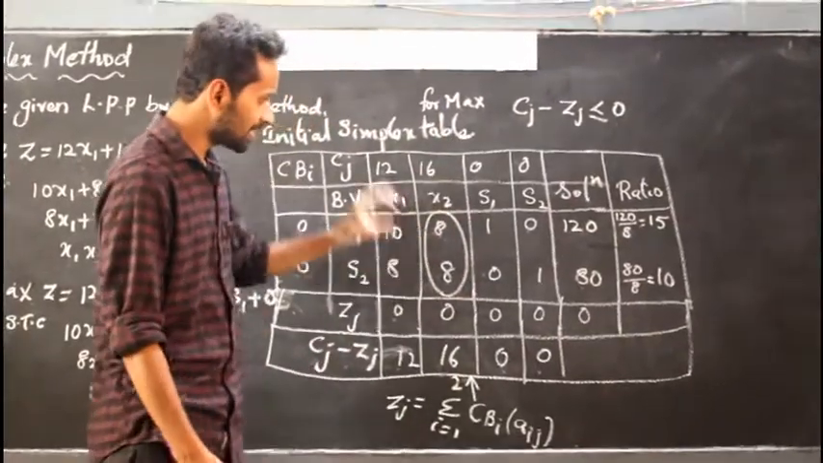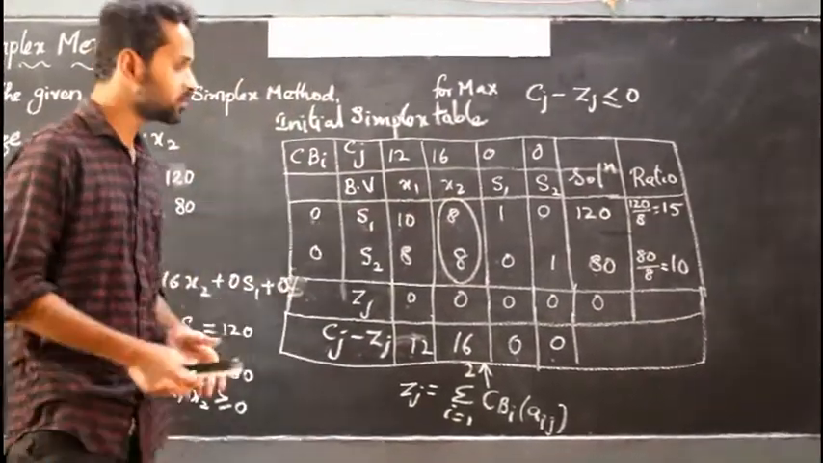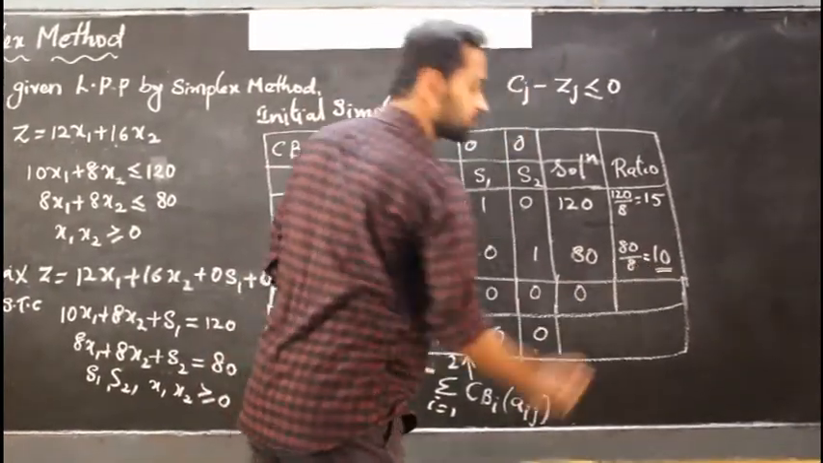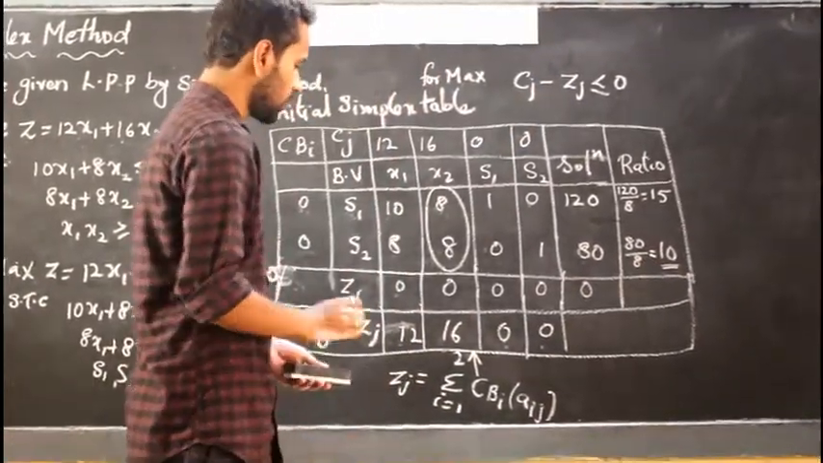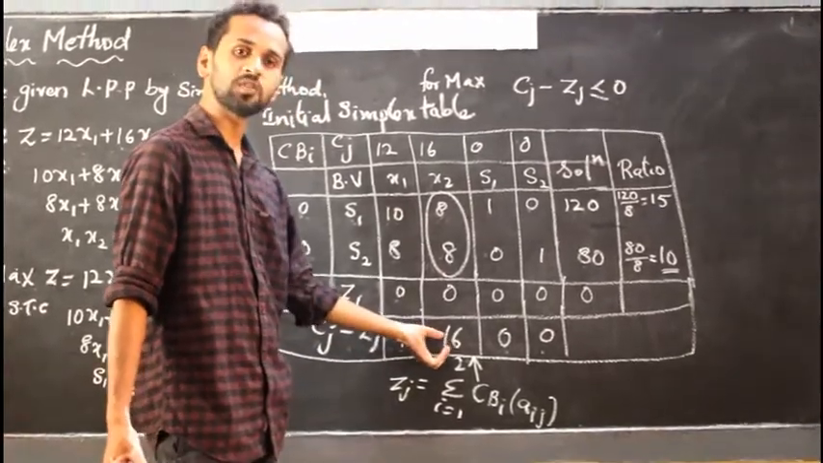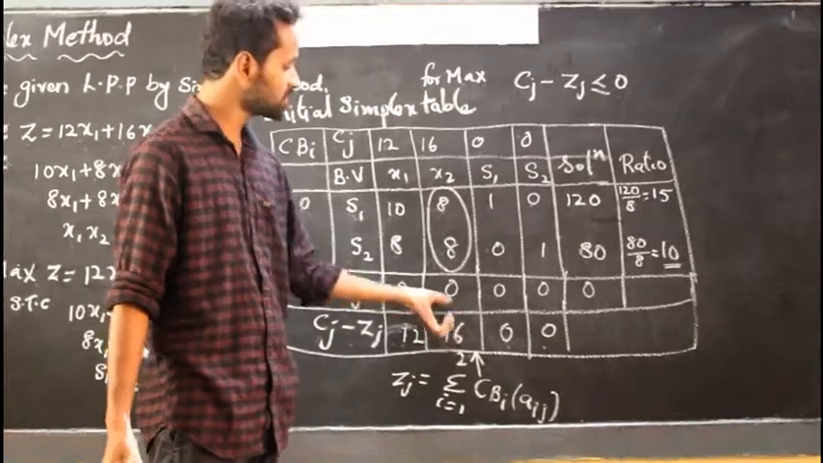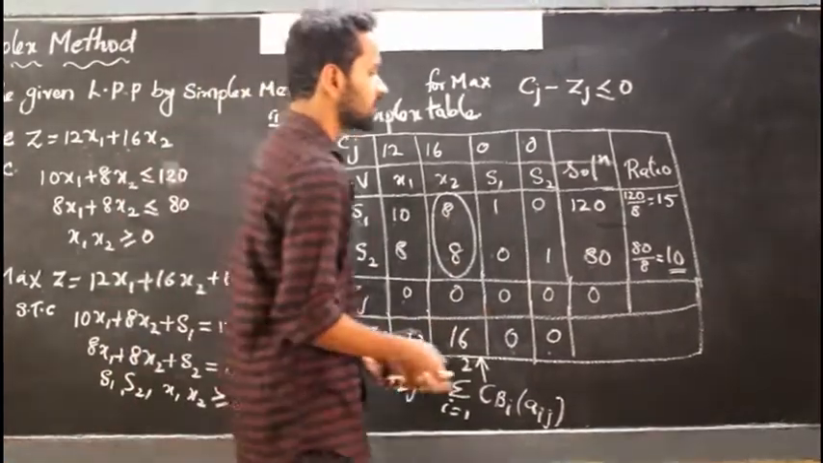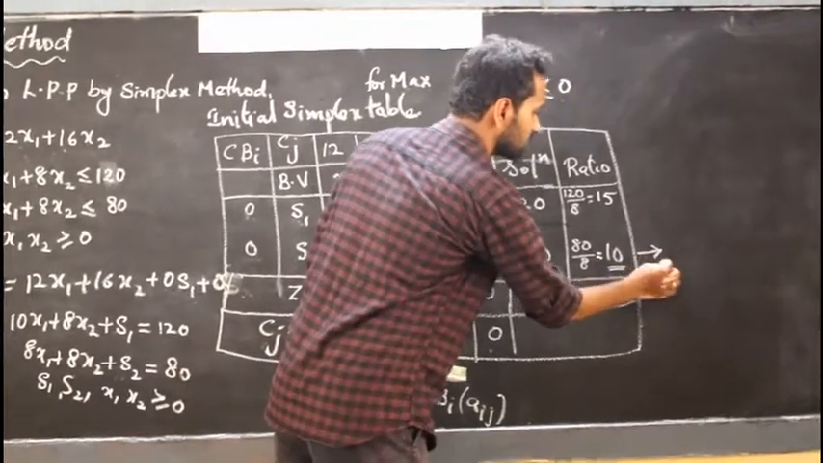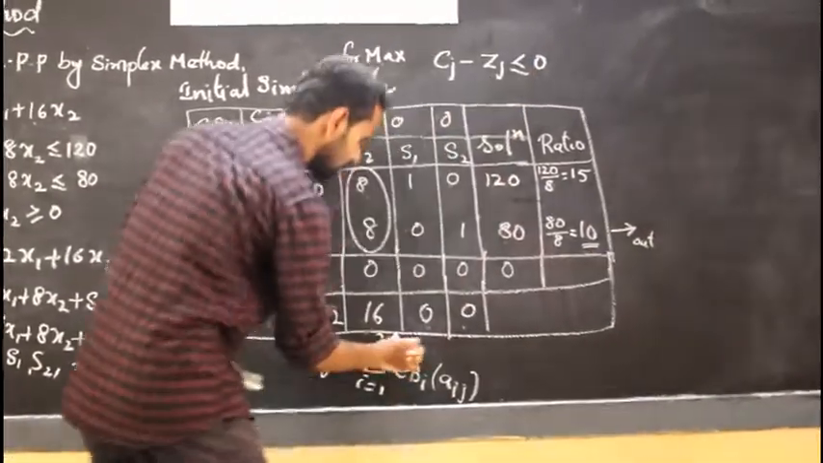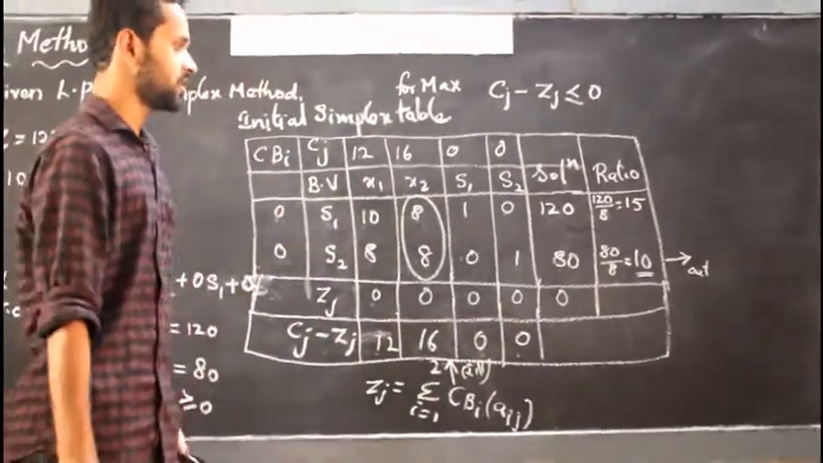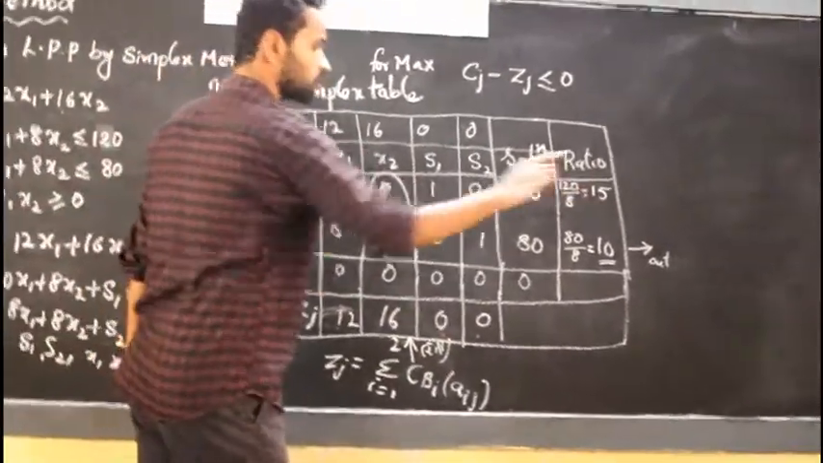Now I must consider the least ratio from the system. So what is the least ratio I have here? This is 10. Look at it, my 10 is the least ratio. So what I need to do here: the largest Cj minus Zj variable I should get inside the system, and the least ratio I should remove. Look at the arrow mark again: this is out, this is in. Is it clear? So that means this complete row is going out.